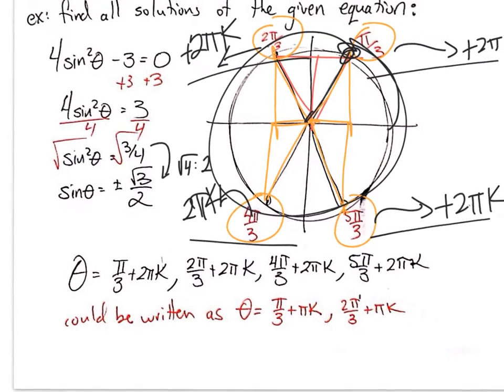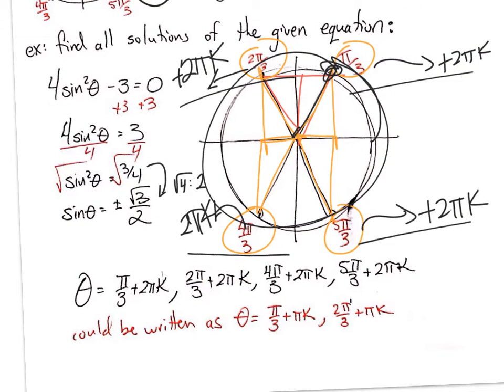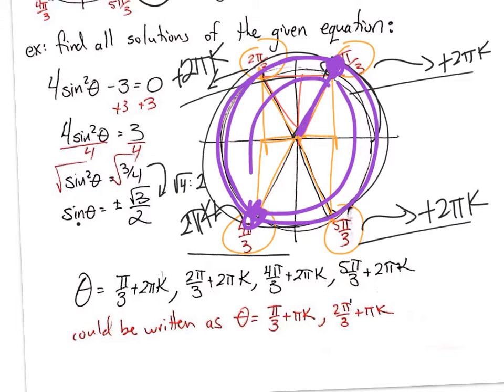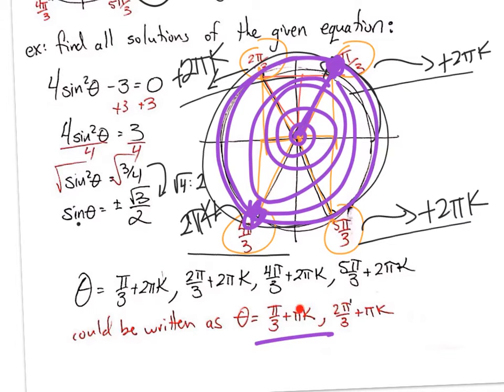Now, we could write that a little more simply. Let's use some bigger ink. So this angle right here, we're at pi over 3. If we just went pi, we'd end up here. And if we went another pi, we'd end up here, and another pi, and another pi, and so on. So we could say this, pi over 3 plus pi k.